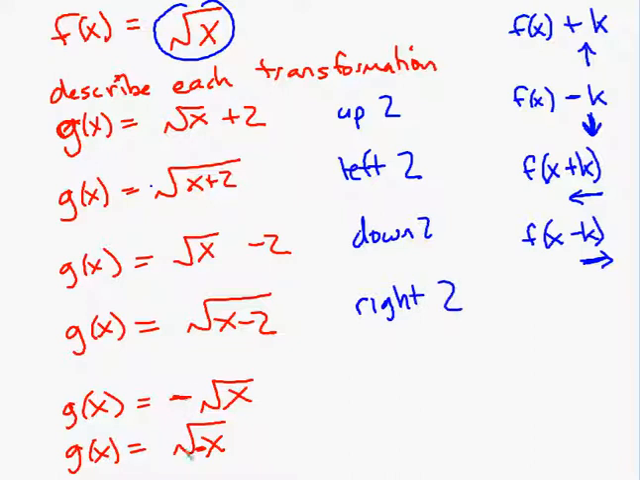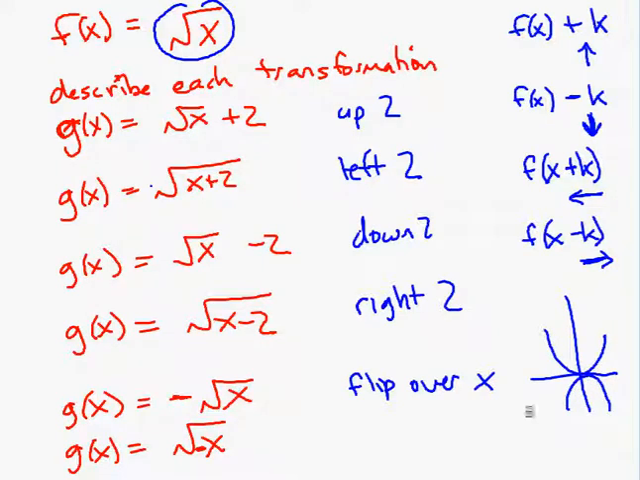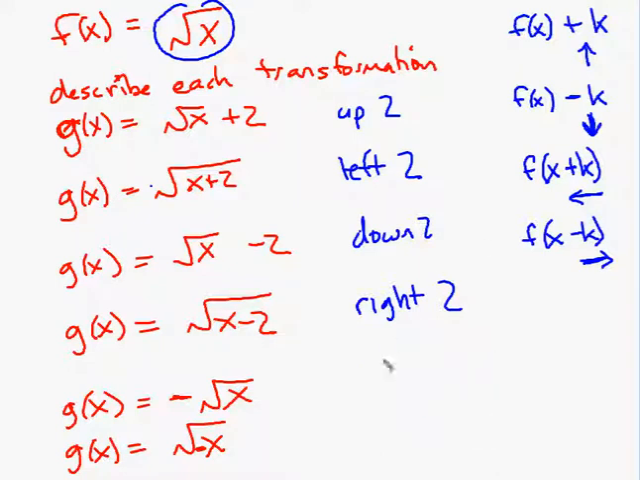These two we haven't reviewed yet, but if the negative's on the outside, that's going to be a flip over x. What that means is if it's up here, then it becomes down here. Yeah, it's a mirror. It's a reflection. Actually, instead of a flip, we should call it a reflection. So it's a reflect in x. Yep, this one's going to be a reflect in y.